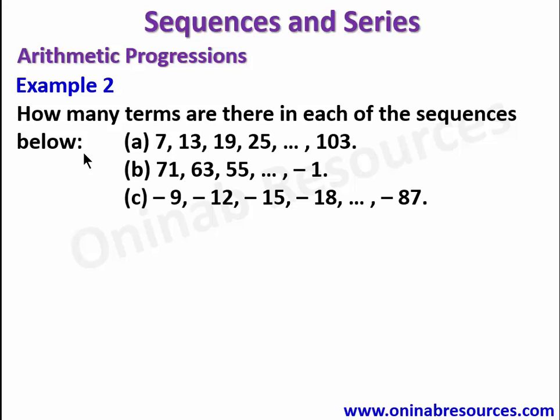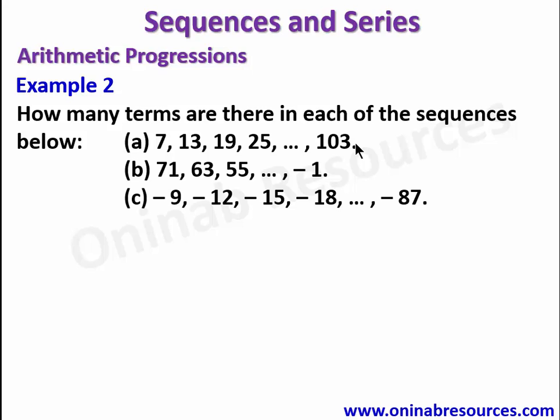We need to verify they are AP. How do we do that? This is 13 minus 7, which gives 6. 13 plus 6 gives 19. 19 plus 6, 25, and so on, up to the last term. These are examples of finite sequences because you know the first term and you know the last term.